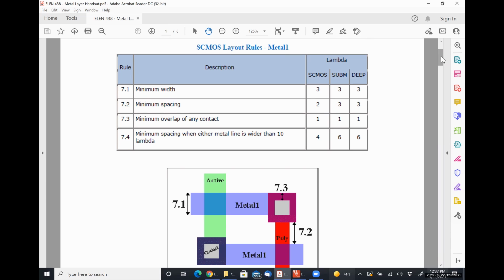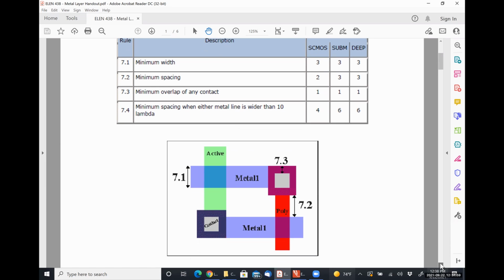The minimum overlap of any contact is kind of self-explanatory. The metal layer needs to overlap the contact so that there's a solid connection. I mean, that one's pretty straightforward. And then the minimum spacing when either metal line is wider than 10 lambda. So let's scroll down here and see if we can get an illustration of 7.4 if it shows up here at all. Of course it doesn't. All right. So if your metal run is wider than 10 lambda, I'm going to be willing to bet that that's crosstalk related as well, potentially capacitance related, but most likely crosstalk.